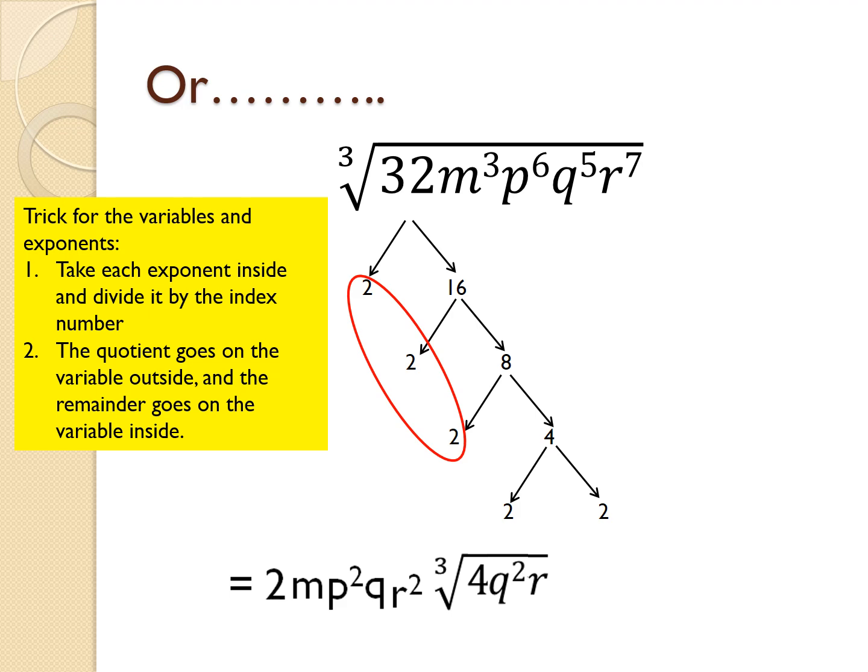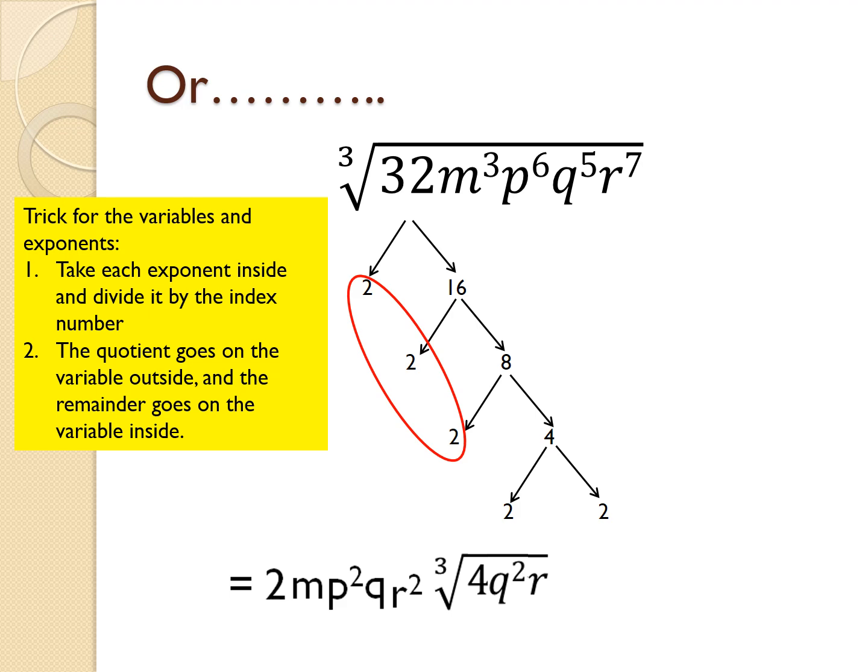So 3 goes into 3 1 time, no remainder. 3 goes into 6 2 times, no remainder, so p squared on the outside, no p on the inside. 3 goes into 5 1 time with a remainder of 2. So q to the first on the outside, q squared on the inside. 3 goes into 7 2 times with a remainder of 1. So r squared on the outside, r to the first on the inside. And that's a little bit easier. The more you do it, the more you get comfortable with that, it's going to be easier.